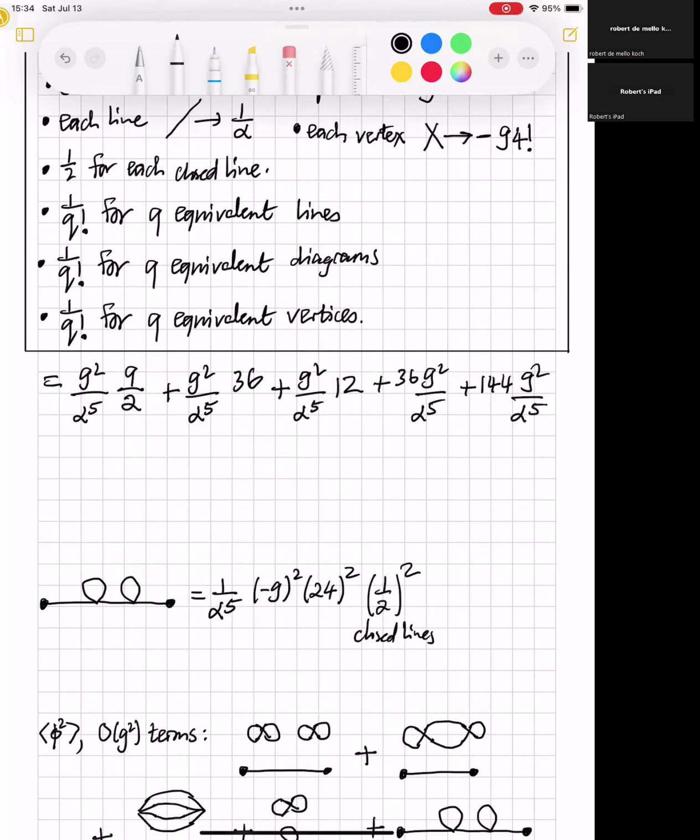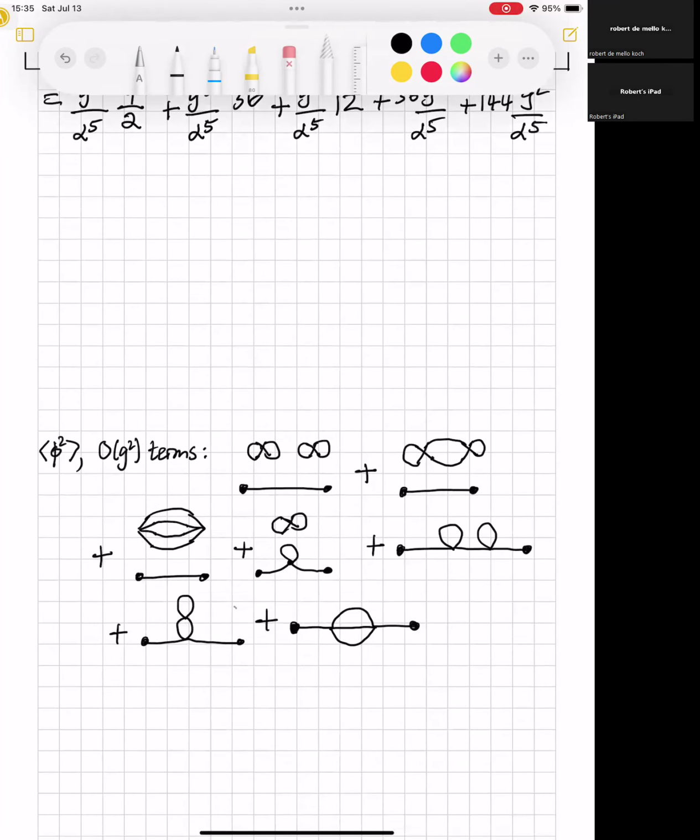Okay, so I suspect by now you're really getting the hang of things. So let's move now to the next Feynman diagram. And that will be this one.